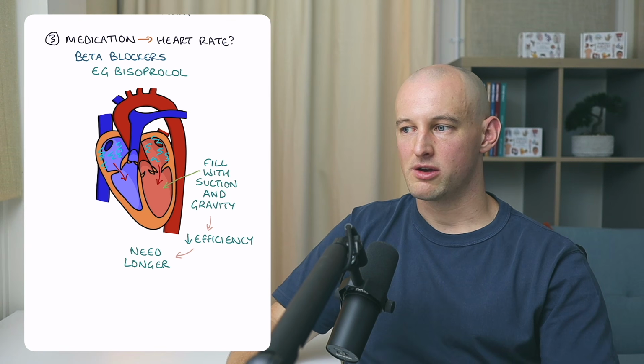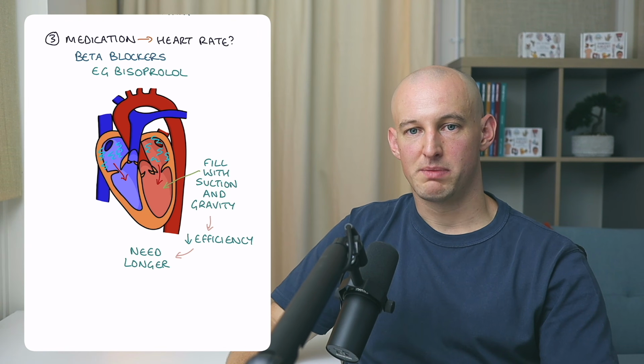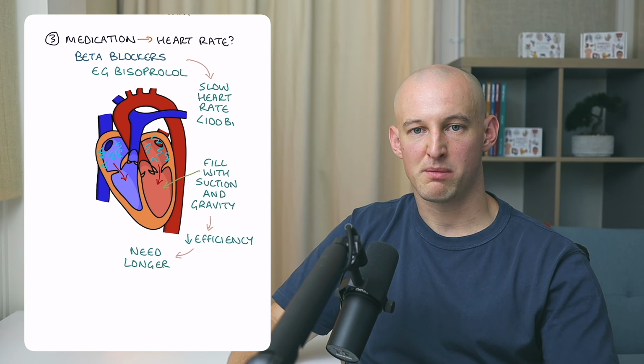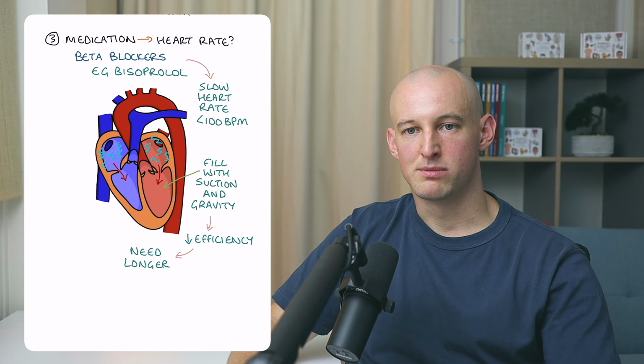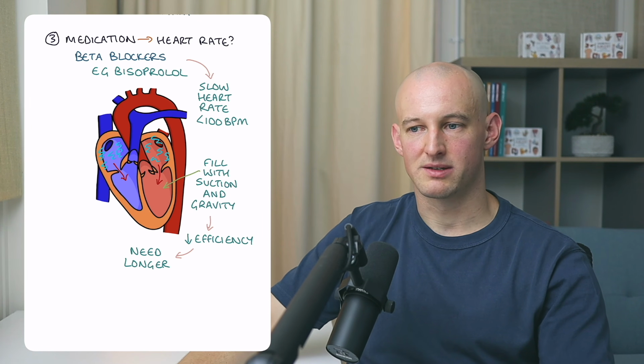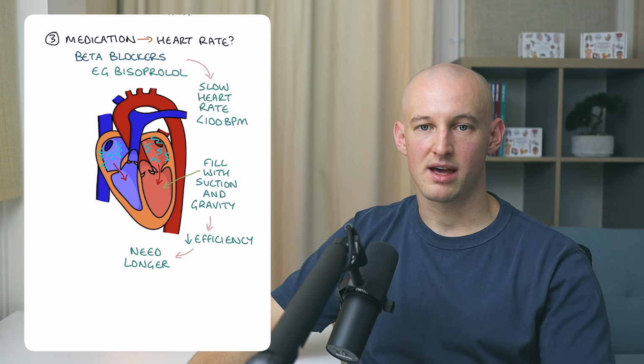blood. So bisoprolol or beta blockers are used for rate control to slow the heart rate under 100 beats per minute, and this gives more time between ventricular contractions so that suction and gravity can fill the ventricles with blood, and this improves the cardiac output.